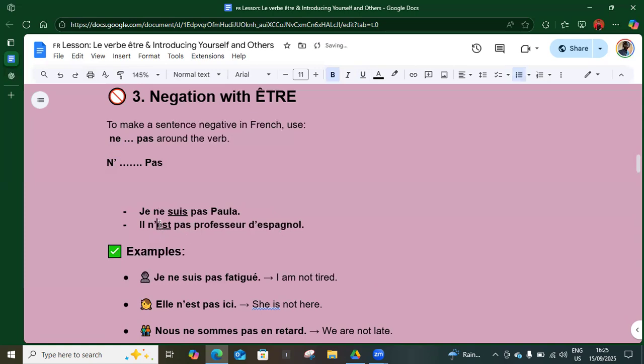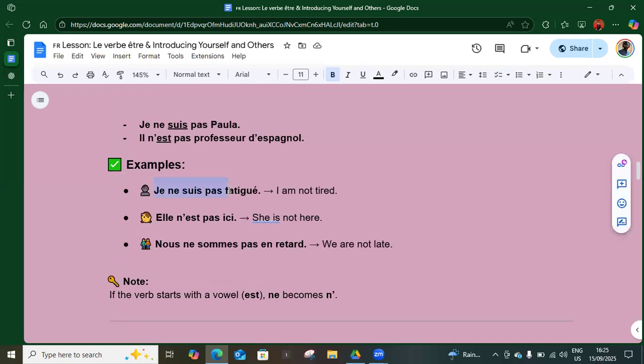a Spanish teacher. So when the verb starts with a vowel, use an apostrophe before the verb, and after the verb, put pas. But if the verb starts with a consonant, please put ne before the verb, and after the verb, put pas. Let's take some examples here below.